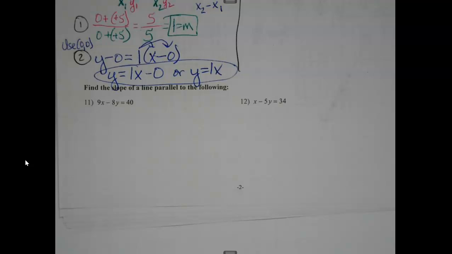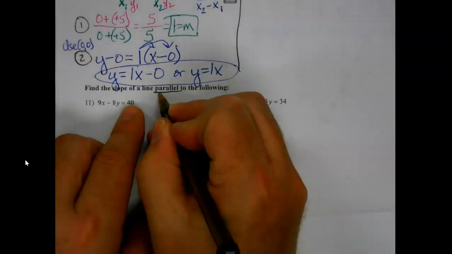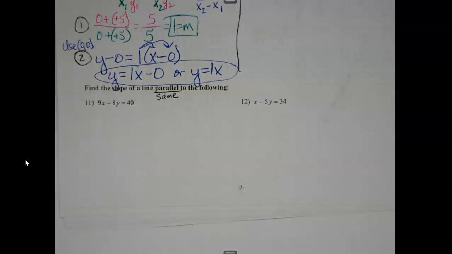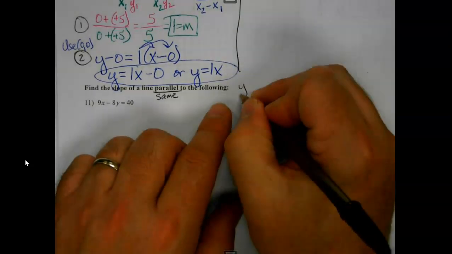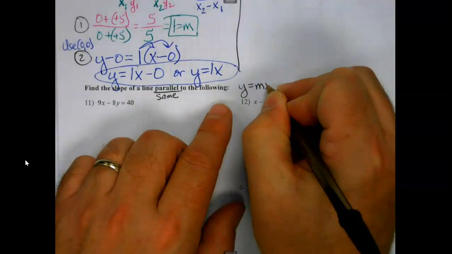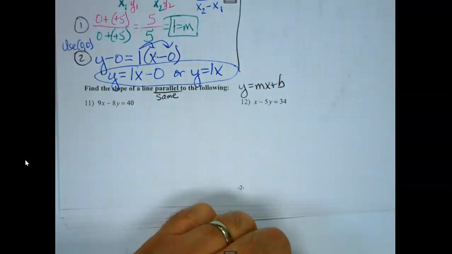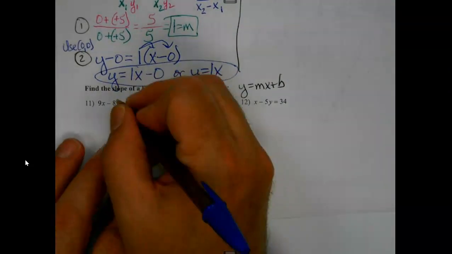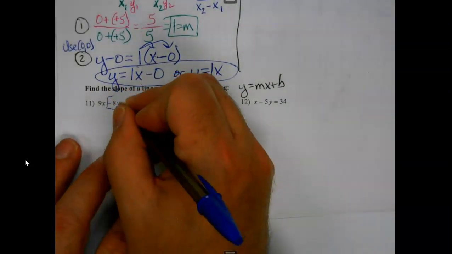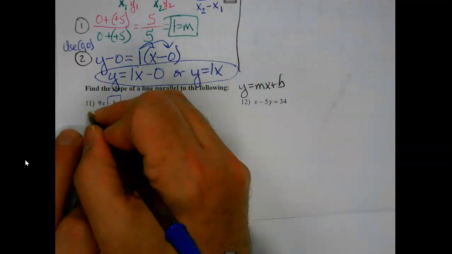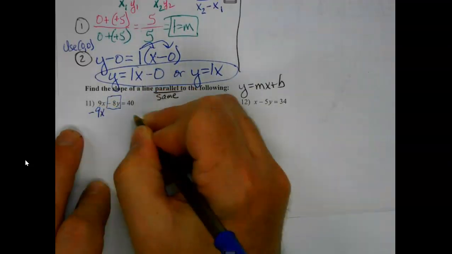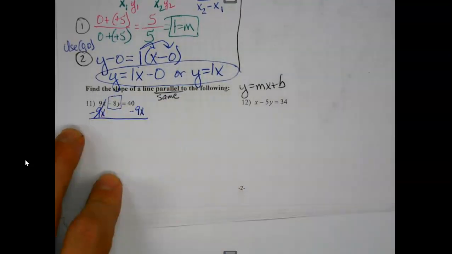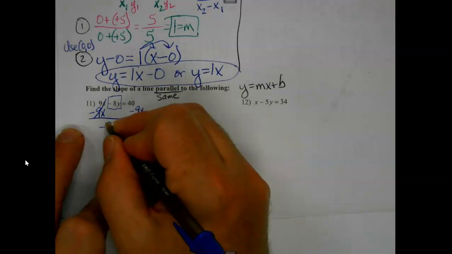Find the slope of a line parallel. Parallel means the same slope. But you've got to be in y equals before you can do that. I'll swear that is the biggest thing on this entire test that you're going to see: if you can keep getting equations into y equals form and do it cleanly.